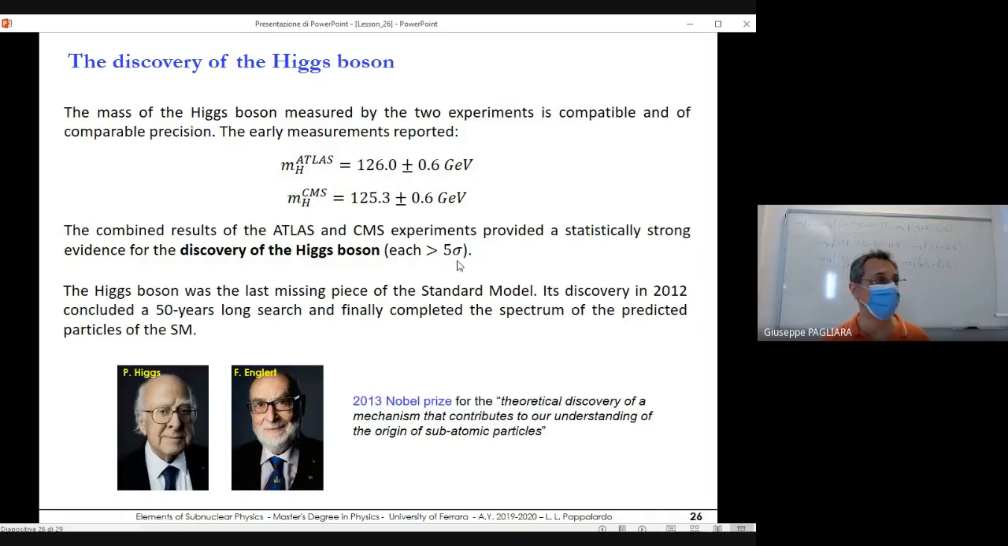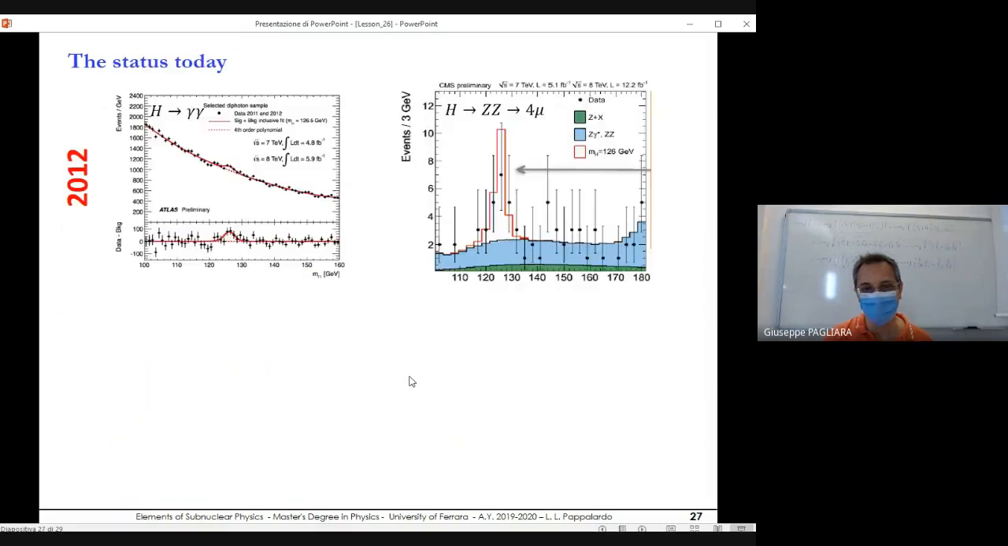Higgs and Englert got the Nobel Prize for this, with the motivation that the theoretical discovery of a mechanism that contributes to the understanding of the origin of subatomic particles. Brout, unfortunately, died the year before, and the Nobel Prize can only be given to living people, so unfortunately he missed it. So this was the situation in 2012.